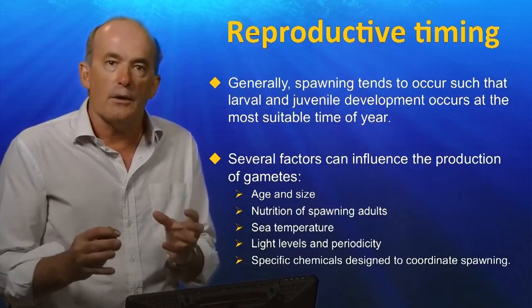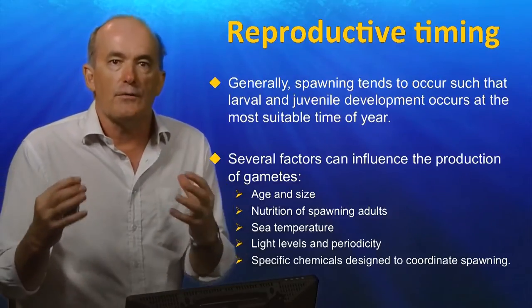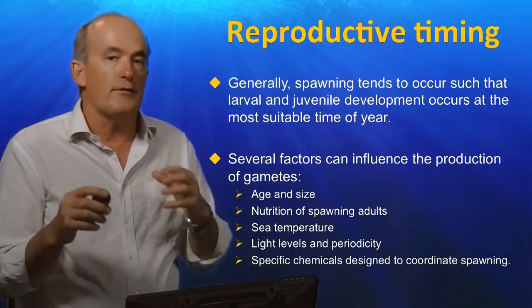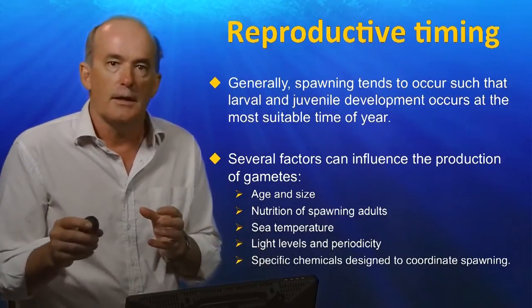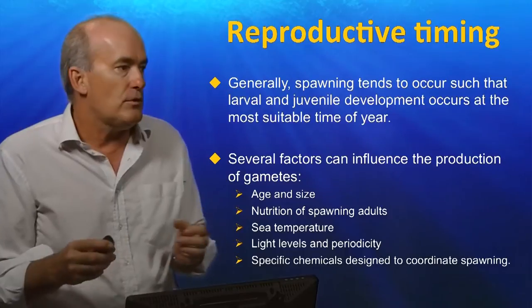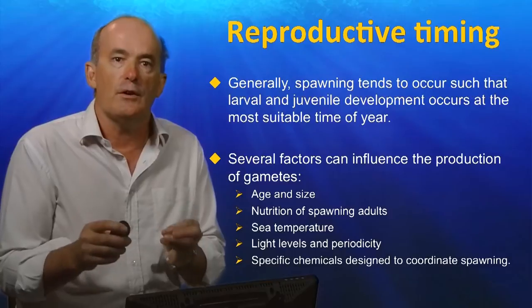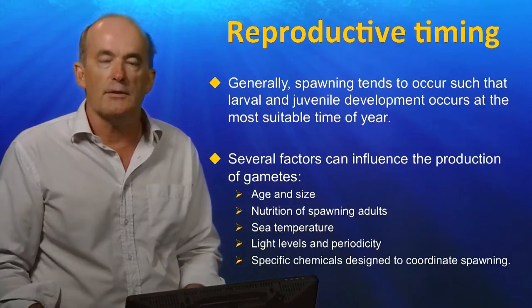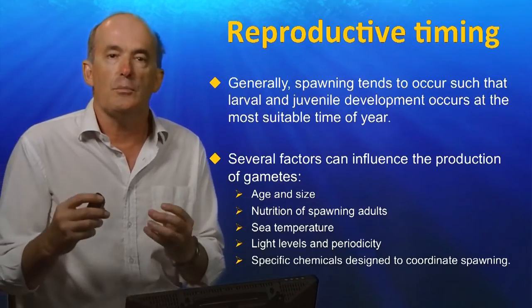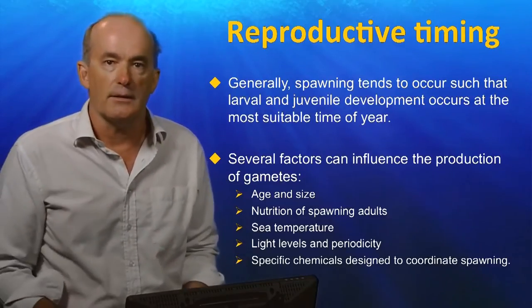How this timing occurs has captivated tropical coastal biologists for some time. After 50 years of observation and experimentation, it appears that reproductive timing is affected by factors such as age and size, the nutrition of spawning adults, factors such as sea temperature, light levels, periodicity. And more recently, biologists have found that specific chemicals given off by members of the same species can also trigger spawning. This is important in terms of ensuring that suitably mature adults spawn at close proximity to each other in time and space.